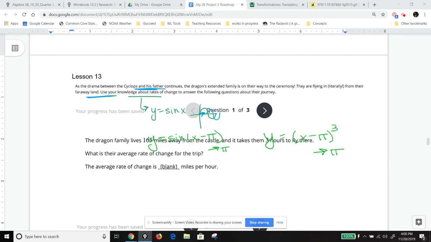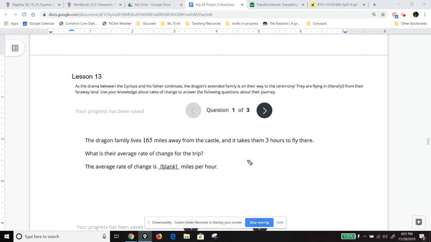Looking at question number 1, let me get rid of that junk. We have information about a family that lives 165 miles away from the castle, and it takes them 3 hours to fly there. What is the average rate of change for the trip? I want to begin by reminding you about a very simple equation that is really handy. I call it the DIRT equation: distance equals the rate times time. Think of the rate as the speed in this case.